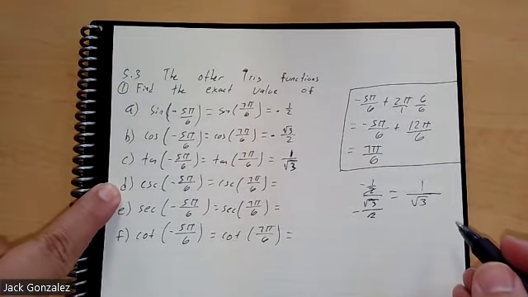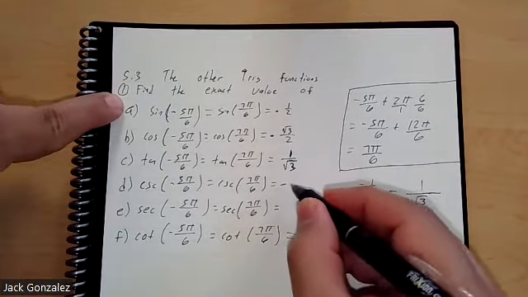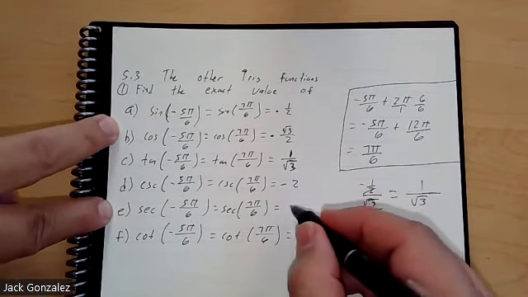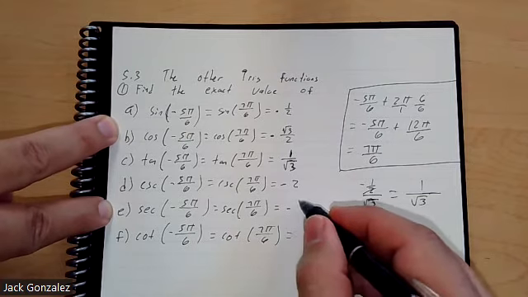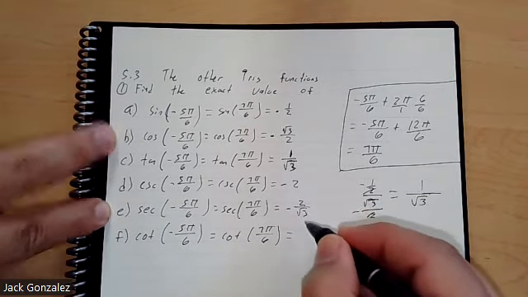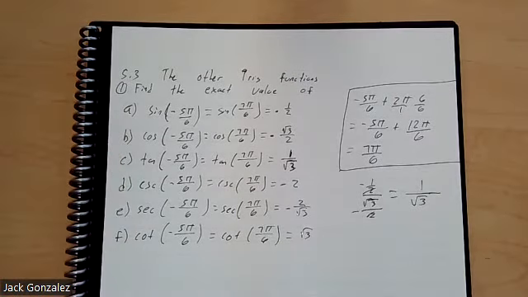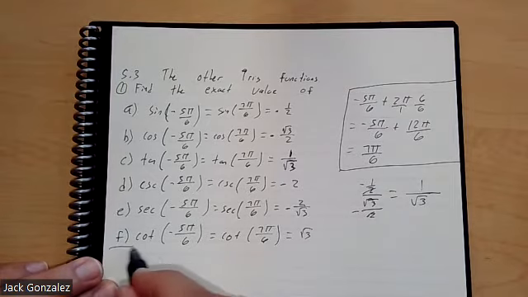Cosecant is a reciprocal of sine, so it's just negative 2. Flip over the half. Secant is cosine flipped over. Tangent flipped over would be this. Any questions on the first one, 5.3? That clear?